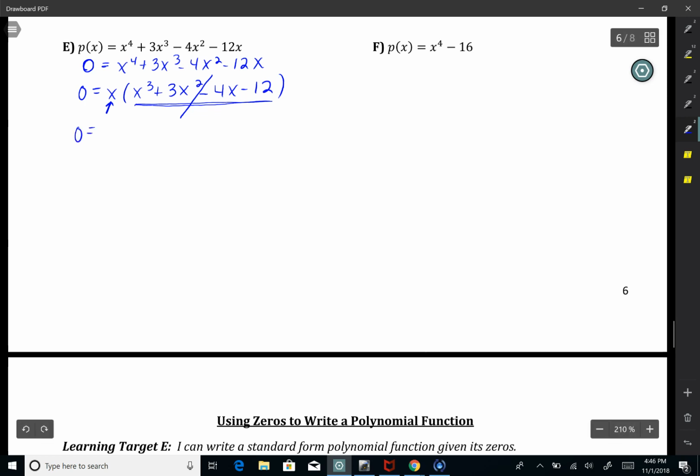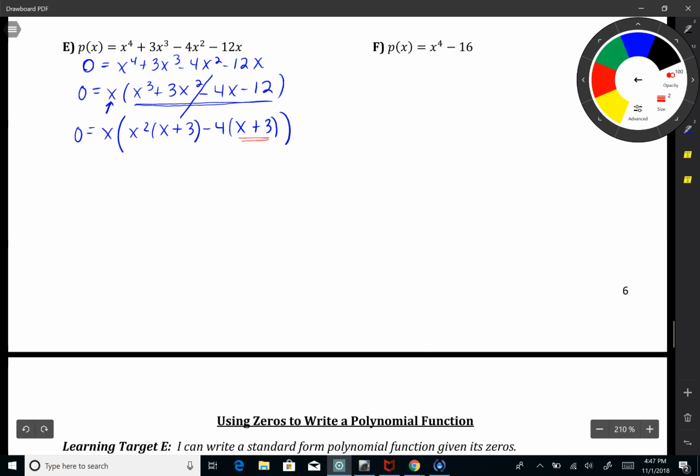I will write 0 equals x and put big parentheses since I'm going to have some parentheses inside here. I can take x squared out of both x cubed and 3x squared, and I will have left over x plus 3. Then I have negative 4x minus 12. I can take a negative 4 out of both of those, and I have left x plus 3. So sure enough, grouping worked because my common factor is x plus 3. So let's bring that out front. So we have x, and then we have x plus 3, and then we have x squared minus 4.